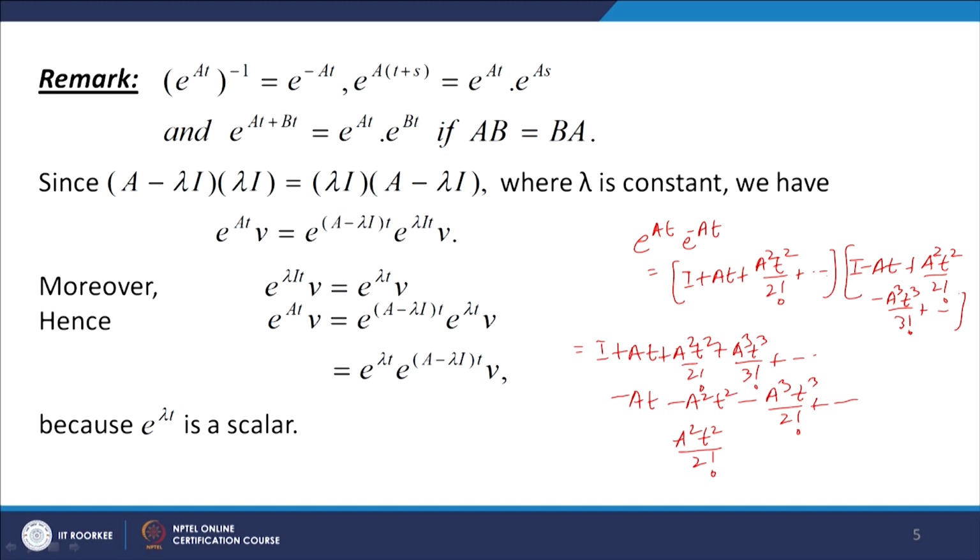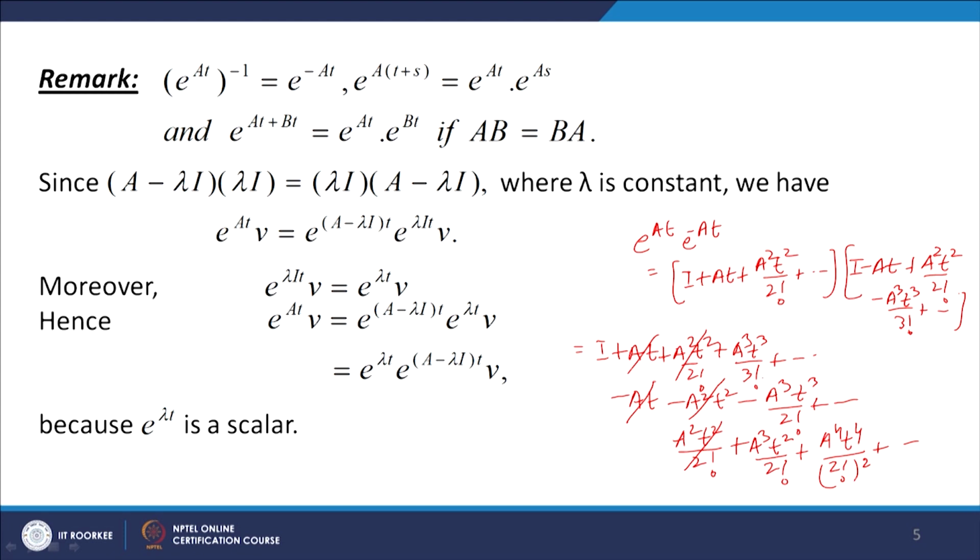Okay, then a cube t cube by 2 factorial, and then you multiply by a square t square. So a^4 t^4 by 2 factorial square, and so on, you get like this. So a t will cancel with a square t square by 2 factorial plus a square t square by 2 factorial is a square t square. So it will cancel with a square t square.